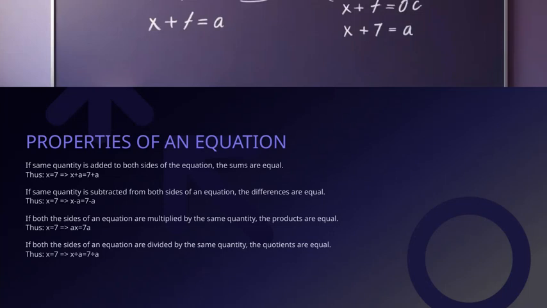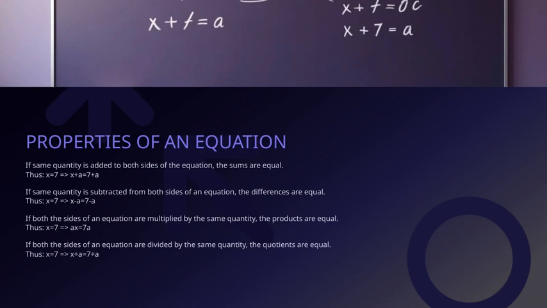Let's take a look at the properties of an equation. These are really key because they help us understand how we can manipulate equations without changing their solutions. First, if we add the same quantity to both sides of an equation, the overall sums remain equal. For example, if x equals 7, then adding a to both sides gives us x plus a equals 7 plus a.